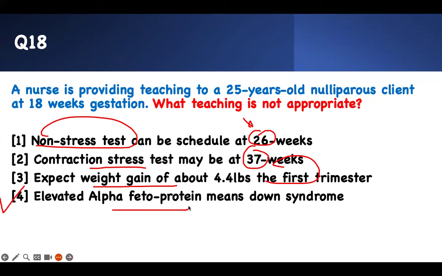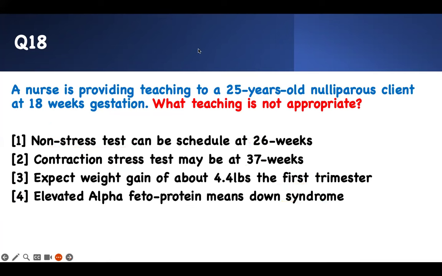Alpha-fetoprotein elevated, it means Down syndrome. No, it's not Down syndrome. It means there may be some Down syndrome. So they have to do more genetic testing, but they don't base it on alpha-fetoprotein alone because there are other diseases that can cause that problem.